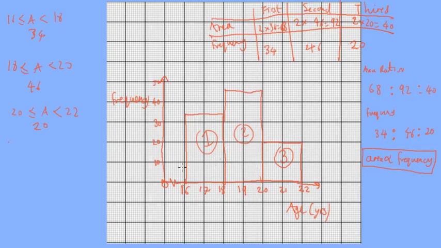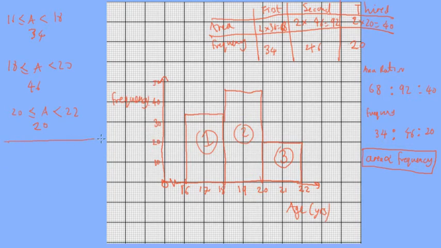Sometimes the class widths are not going to be equal. So we've got 2 years here, but you can have histograms where the class widths are not equal. However, even if the class widths are not equal, the area of each column will still be proportional to the frequency, and that's just a property that histograms have. If the class widths are not equal, on the y-axis you would have frequency density.